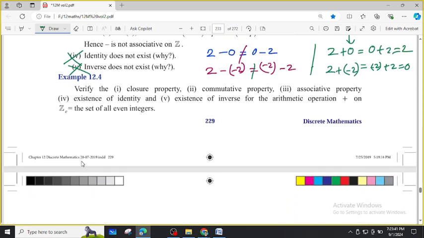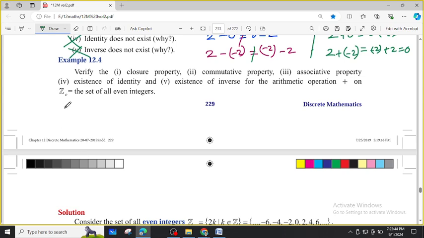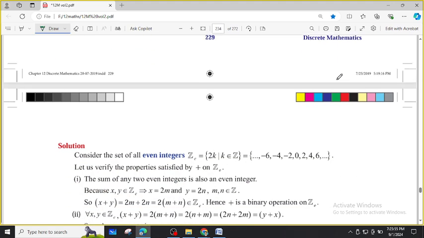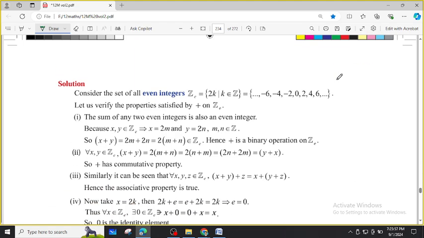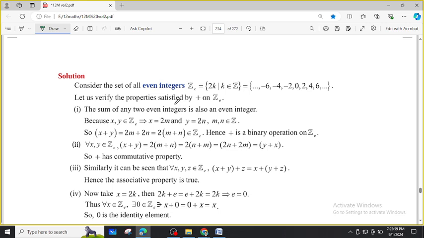Verify the closure property over addition for the set of all even integers. Take only even integers and check with addition. The sum of even numbers is again an even number. If you take any even numbers and add, it again becomes an even number. Take 2m and 2n as two even numbers. If you add, you get 2 into (m plus n). So it indicates that the sum of even numbers is again an even number, so the closure property is true.